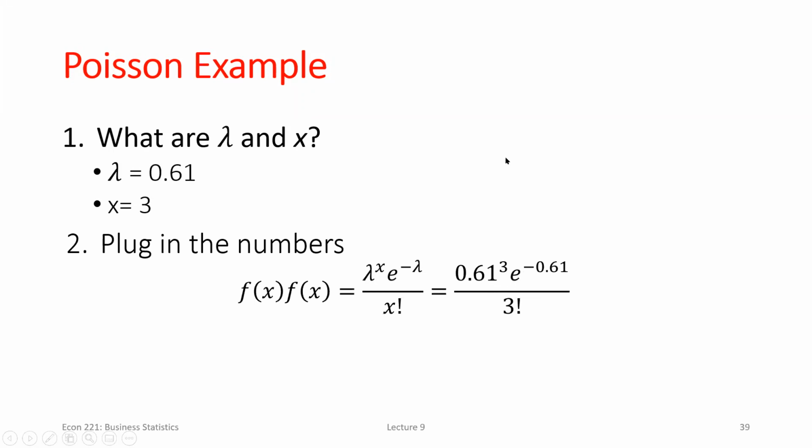Any questions on that? Okay. So if we go ahead and plug that in, pretty low probability, right? If the average is typically 0.61, the probability we see 3, that's moving away from that average, that probability is relatively low. Okay.